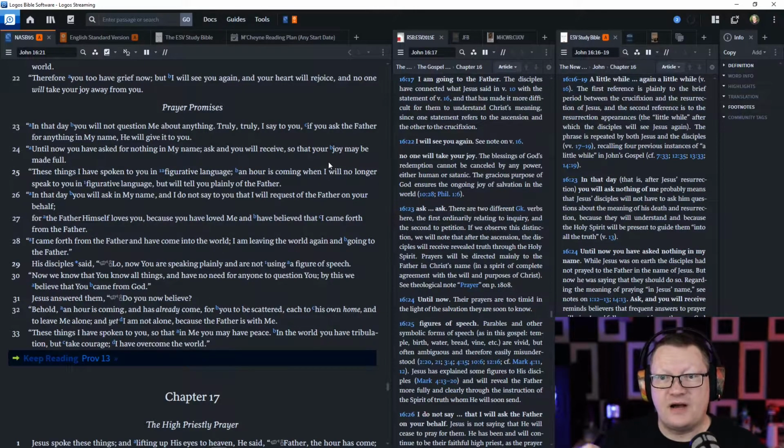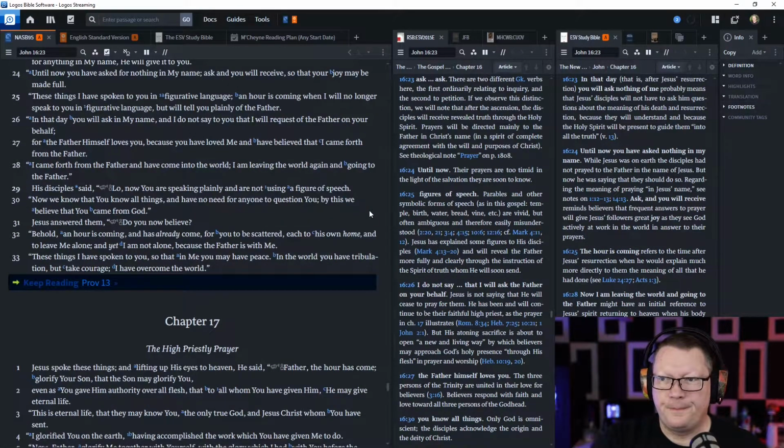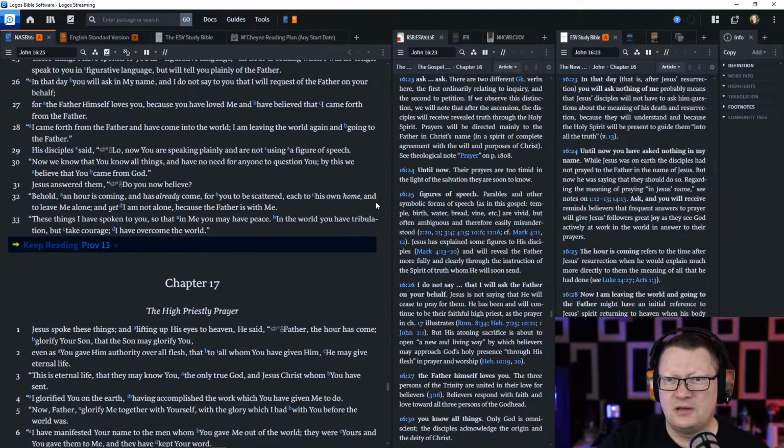I came forth from the Father and have come into the world and am leaving the world again and going back to the Father. His disciples said, Lo, now you are speaking plainly and you are not using figurative speech. Now we know that you know all things and have no need for anyone to question you. By this, we believe that you came from God. Jesus answered them, Do you now believe?